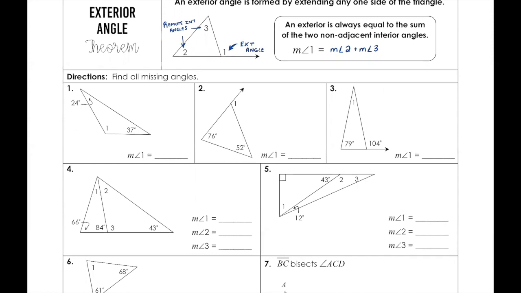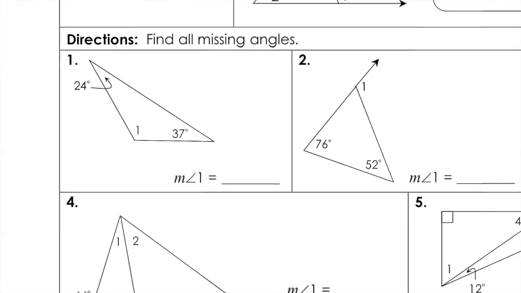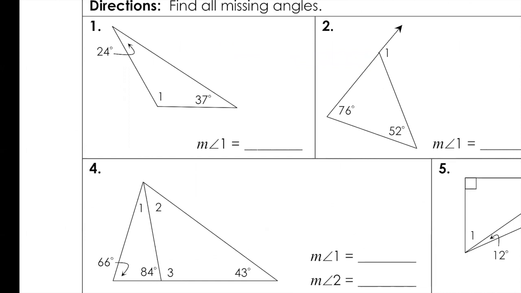Okay, so number 1. I've got 2 known angles, and angle 1 is unknown. So what do I know is true about the total sum inside of that triangle? It has to equal 180 degrees. So how can I set that up mathematically? Guess and check. I don't like guess and check. There you go. 24 plus 37 plus the measure of angle 1 equals 180 degrees.